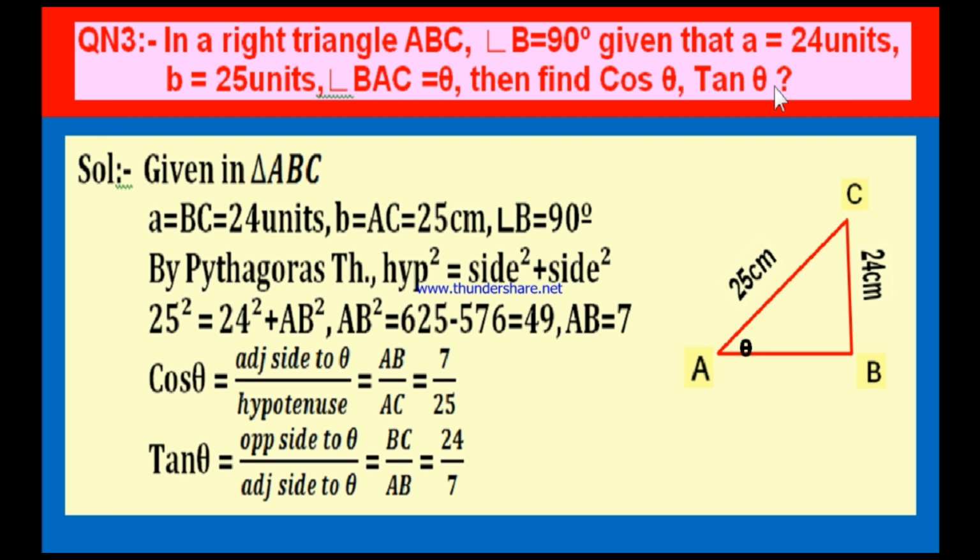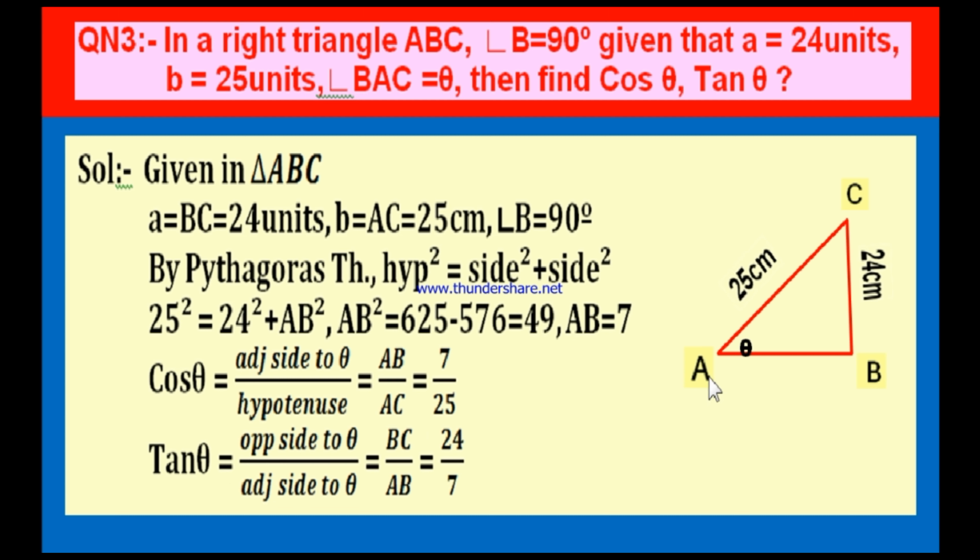Similarly, the second value is tan theta. The formula to find tan theta is opposite side to theta by adjacent side to theta. To this known angle theta, opposite side is BC and adjacent side is AB. Therefore, this is BC by AB. BC value is 24 and AB value is 7. Therefore, tan theta is equal to 24 by 7. So we found the values of cos theta and tan theta.